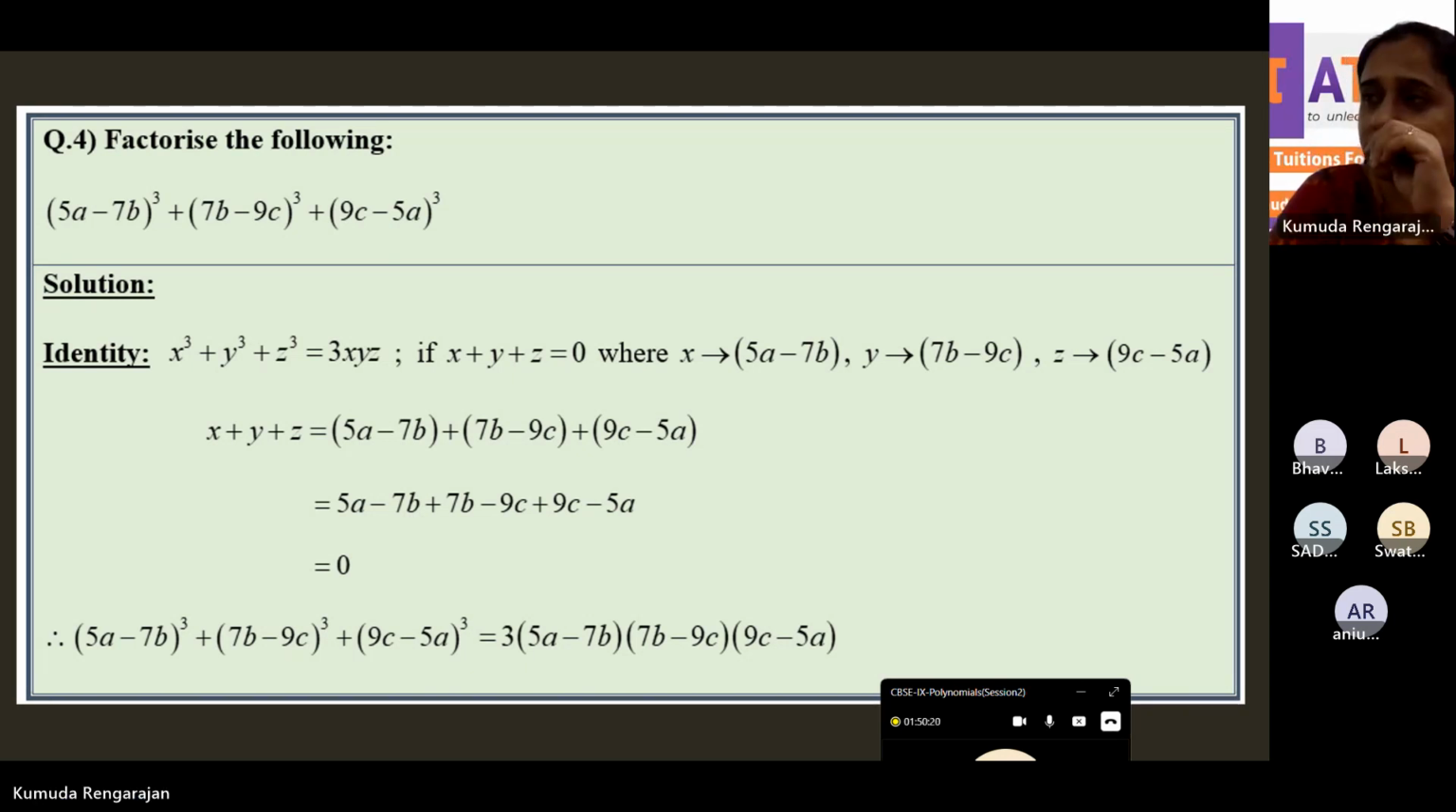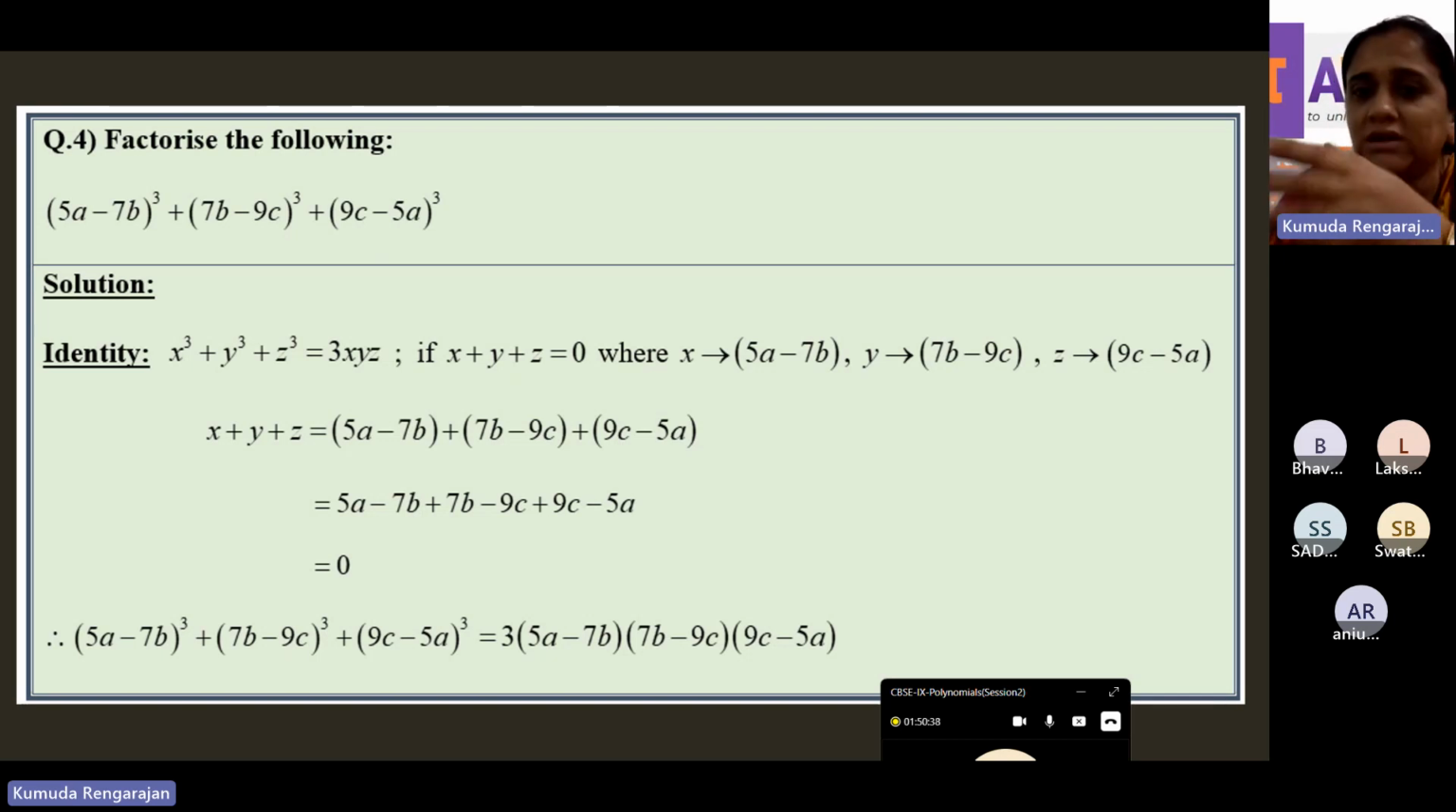Yeah, children. Correct. This is called a conditional identity. Only if x plus y plus z is equal to 0, only if this is true, then x cube plus y cube plus z cube can be written as 3xyz. Otherwise, no.